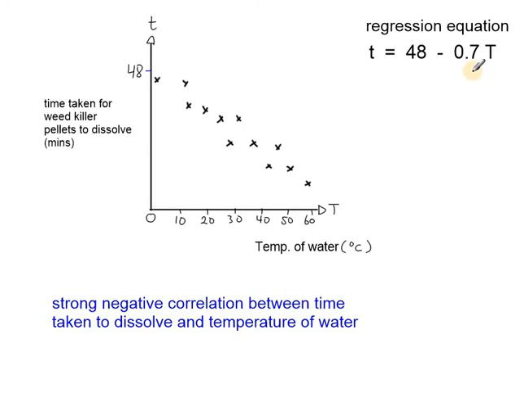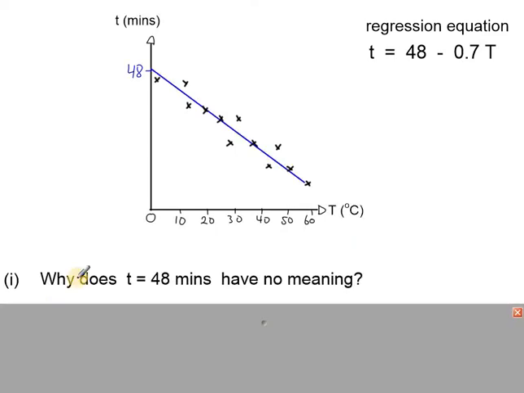The raw data is not given. We don't have a table of time and temperature values. And we can see there's strong negative correlation between the time and temperature. Okay, so first question, why does t equals 48 minutes, this point, have no meaning?